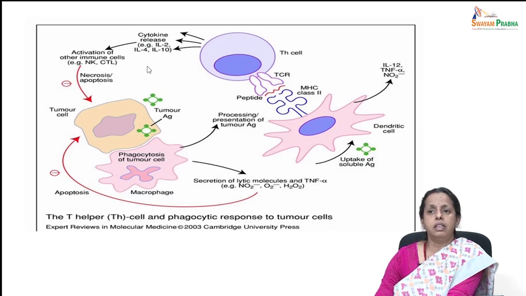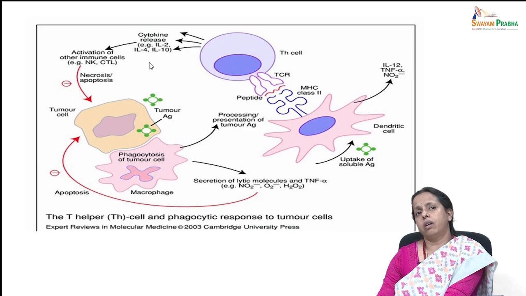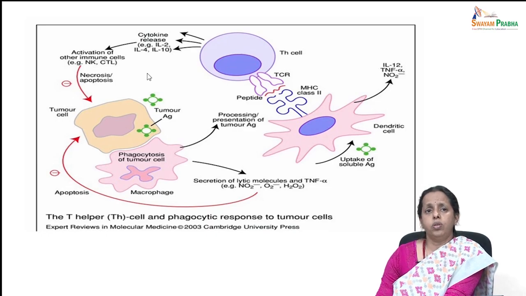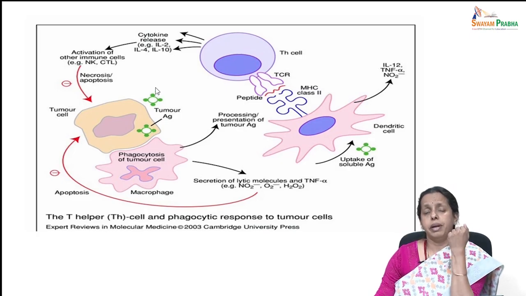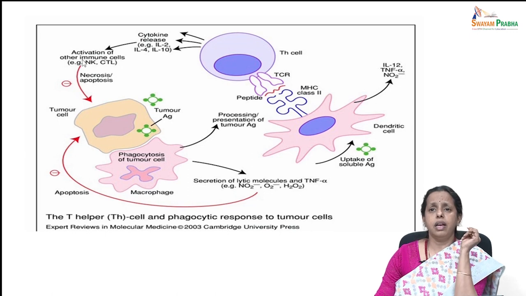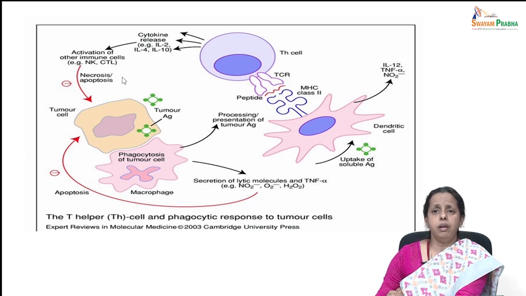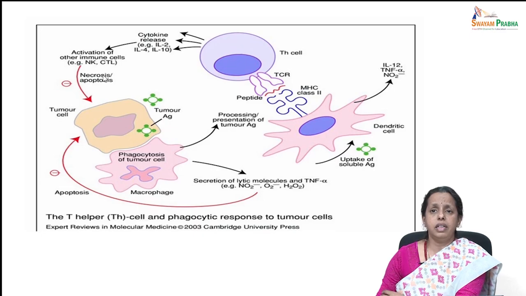such as natural killer cells. If you can see, it's very nice. They are IL-2, IL-4, IL-10. I'm just going over the basics of immunology here, so that we can associate them with our coming classes on immunotherapy. The TH cells respond by secreting cytokines.